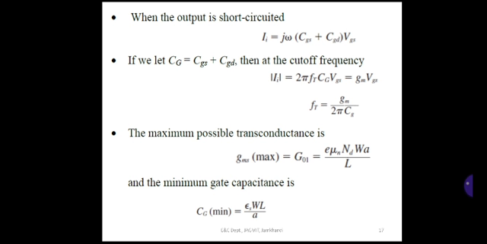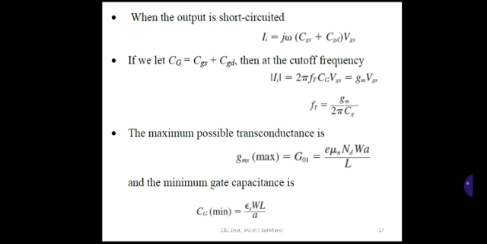So the magnitude of Ii equals 2 pi Ft into CG, that is CGS plus CGD, and VGS as it is. Now that is equal to gm into VGS. Or else you can write Ft equal to gm by 2 pi CG.